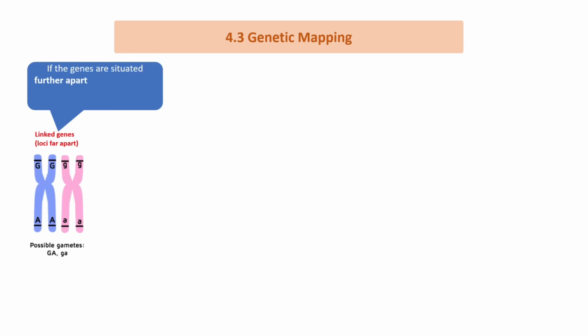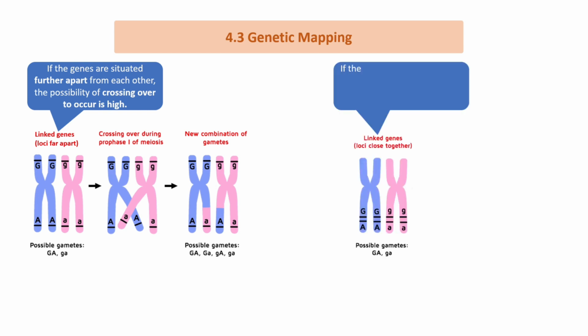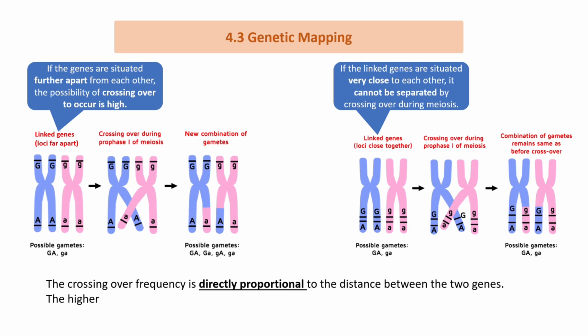If the genes are situated further apart from each other, the possibility of crossing over to occur is high. Crossing over during prophase 1 of meiosis will produce recombinant gamete. If the linked genes are situated very close to each other, it cannot be separated by crossing over during meiosis. Therefore, even though crossing over occurred during prophase 1 of meiosis, combination of gametes remains same as the parent. The crossing over frequency is directly proportional to the distance between the two genes. The higher the crossing over frequency, the further the distance between the two genes.